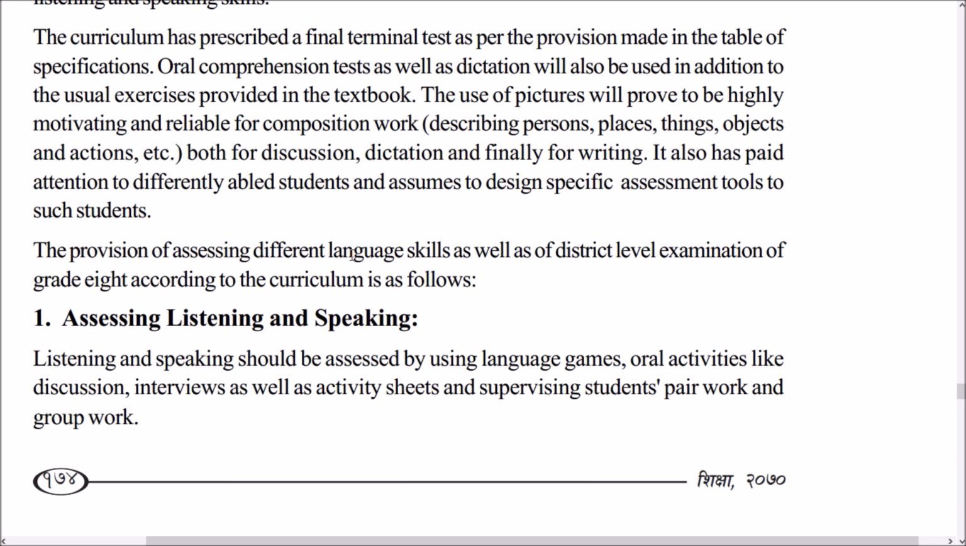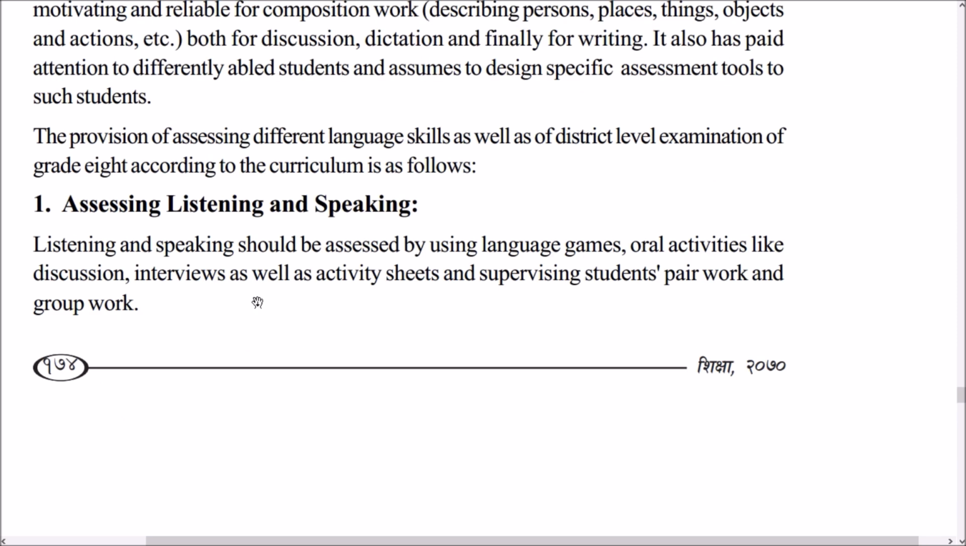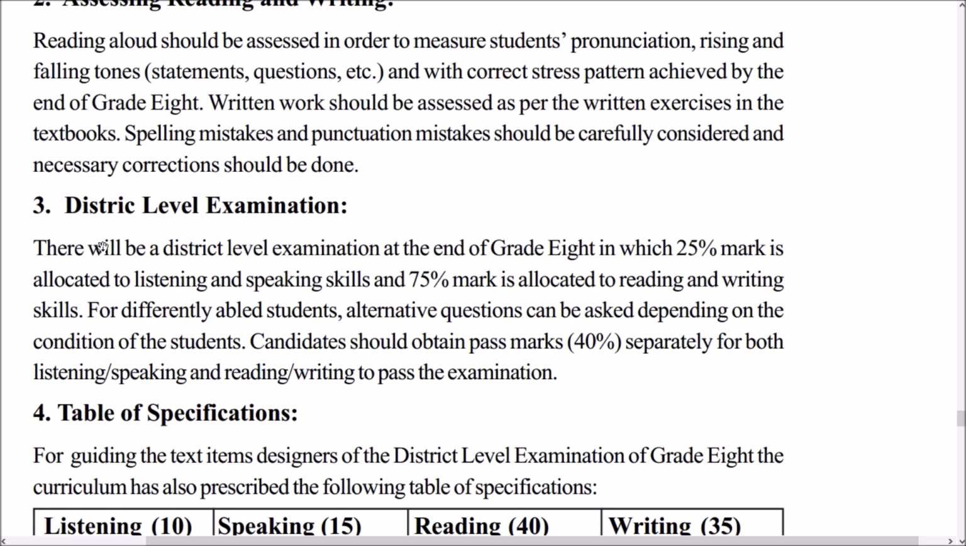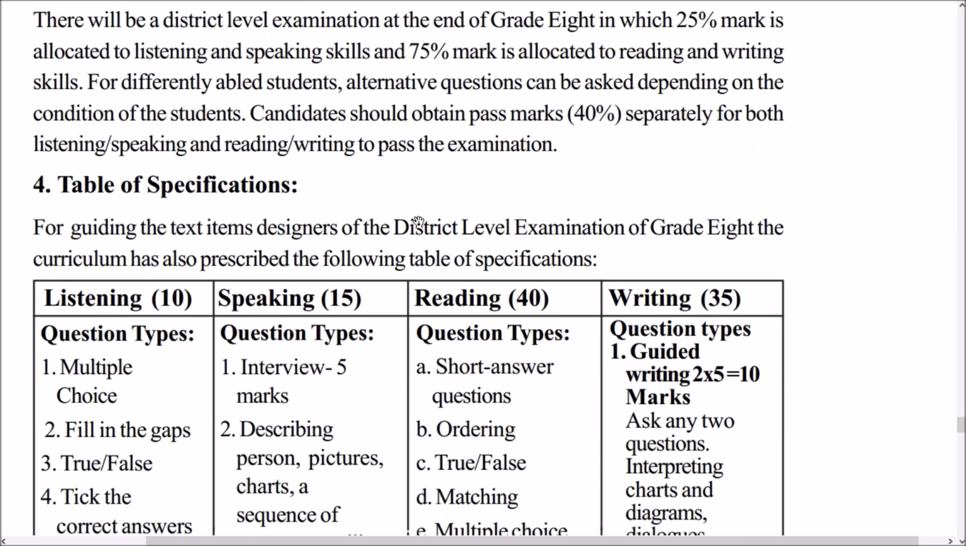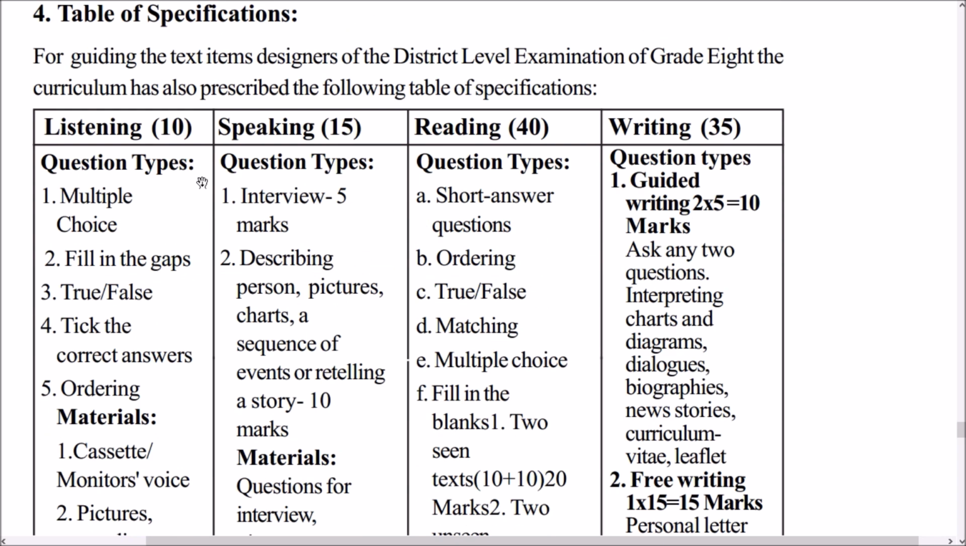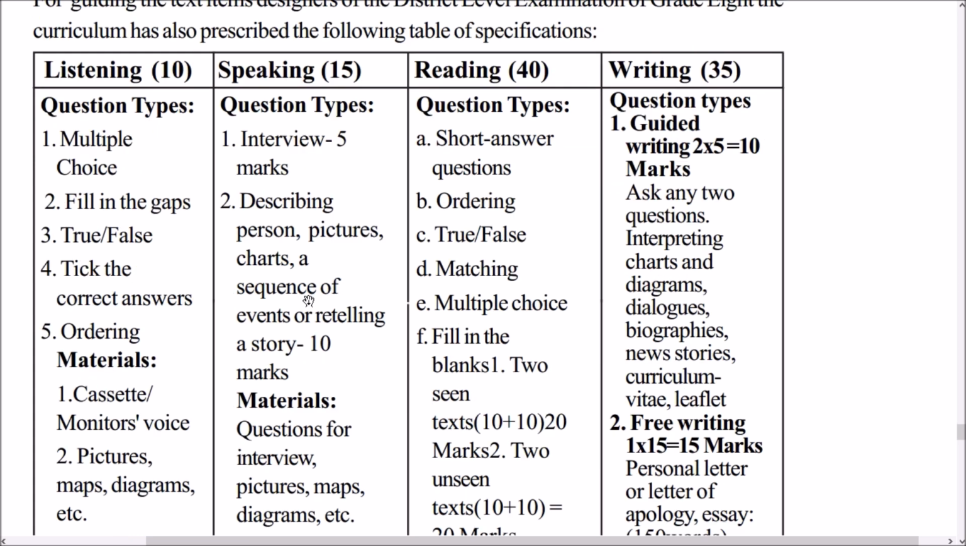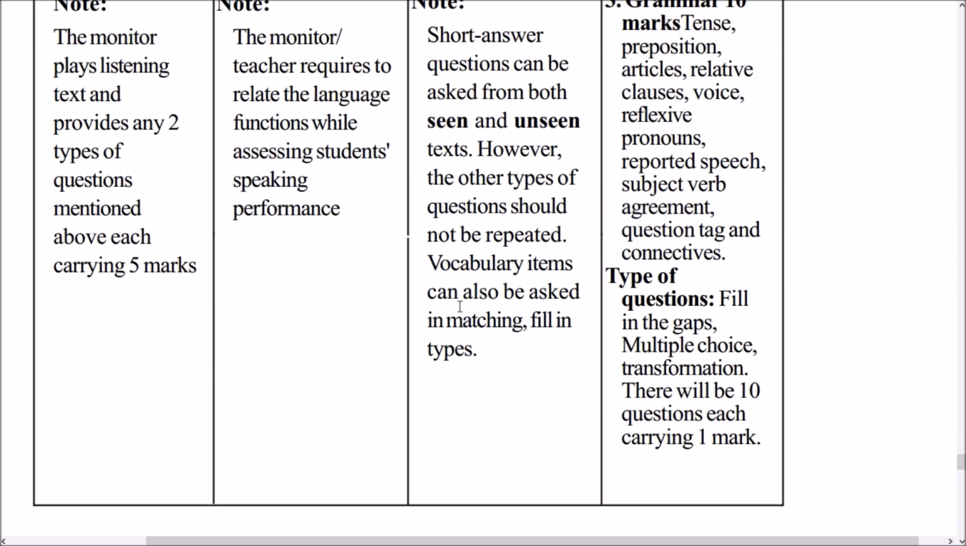The provision of assessing different language skills as well as of district level examination of grade 8 according to the curriculum is as follows. So it is saying assessing listening and speaking, assessing reading and writing, district level examinations, which have been already discussed, and there is the table of specifications. So listening is of 10 marks, speaking 15, reading is 40, and writing is 35. And this kind of type of questions will be asked, and I would like to request you all to go through the curriculum once and be confident on this kind of distribution of the marks and the type of questions that can be asked.